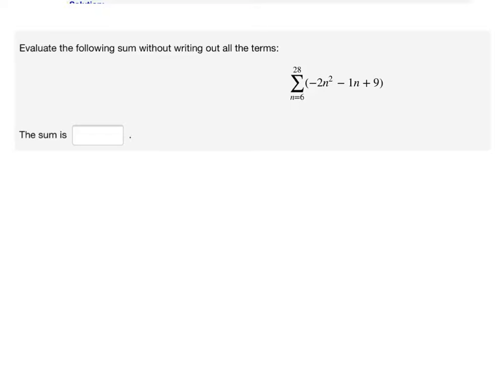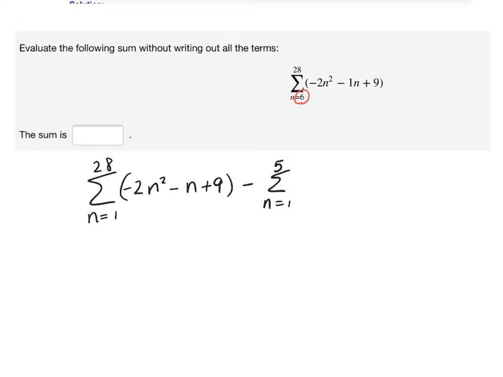So this I'm going to rewrite as the summation of n equals 1 to 28 of negative 2n squared minus n plus 9. And I'm going to pull off the ones I don't want. I don't want terms 1 through 5, so I'm going to pull off n equals 1 to 5. I don't go to 6 because I want the 6th term, so I'm always going to choose one less than what I really want, of negative 2n squared minus n plus 9.